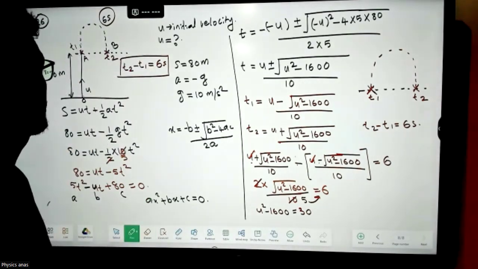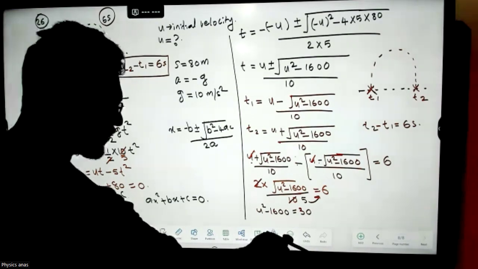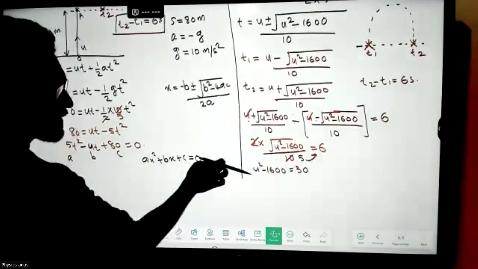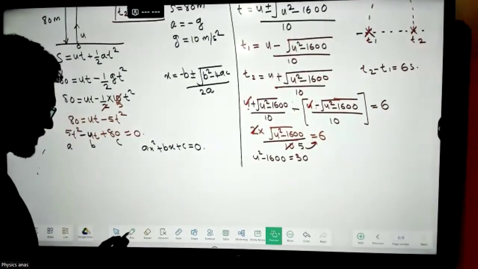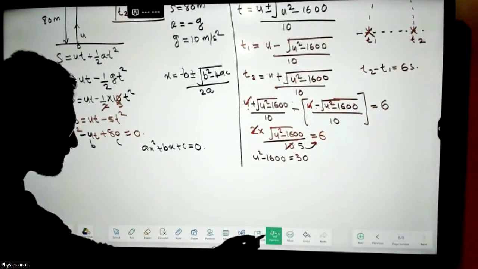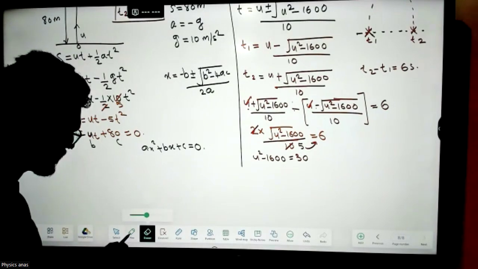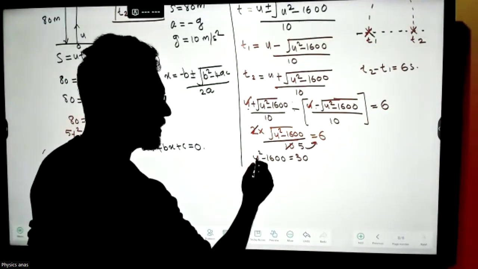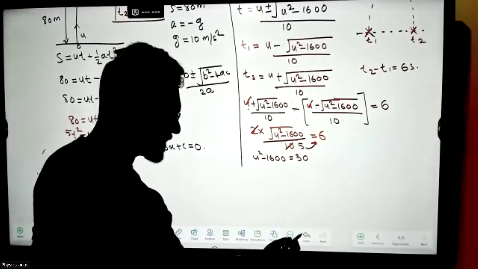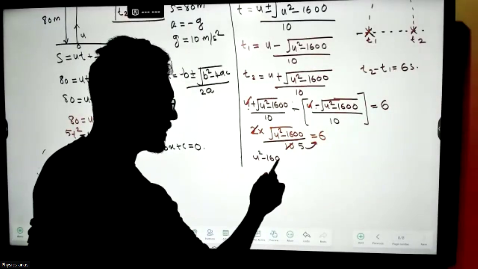Okay, I want another space. Can I move to this one? Can I move like this? Okay. Then there is a square in it, right?